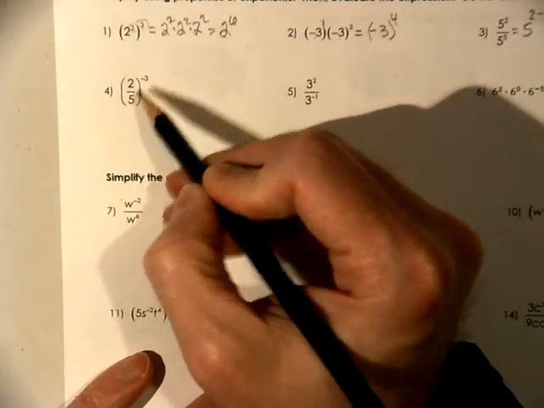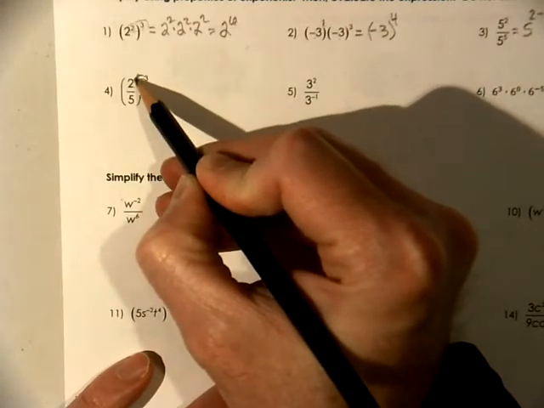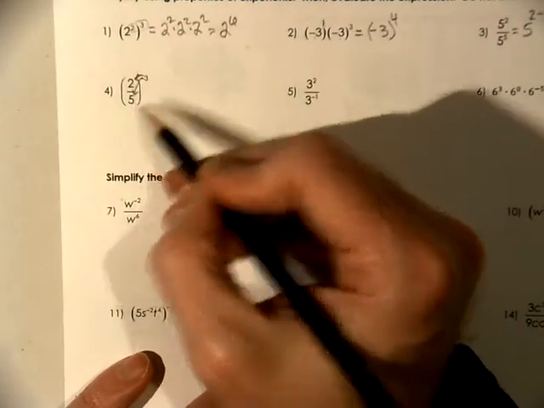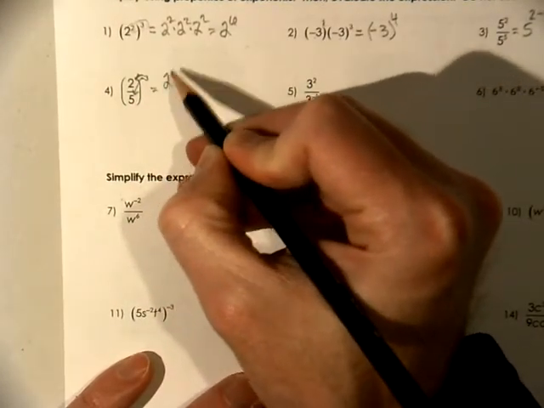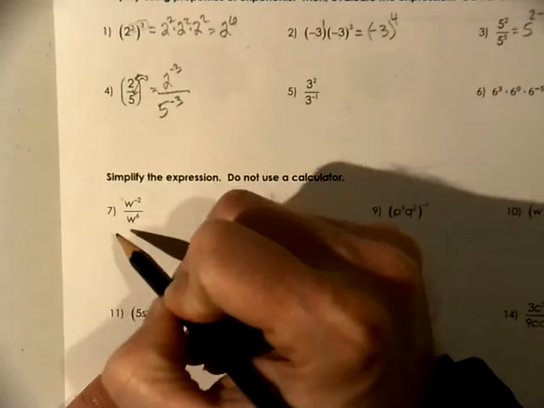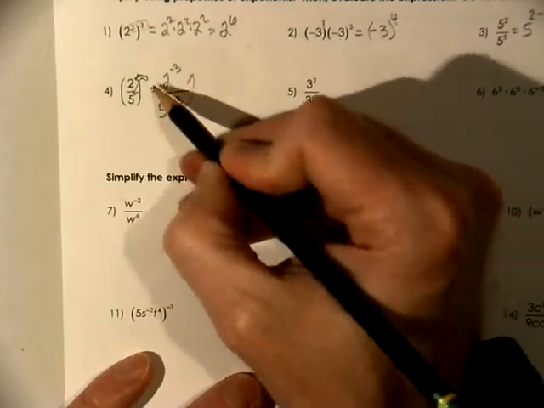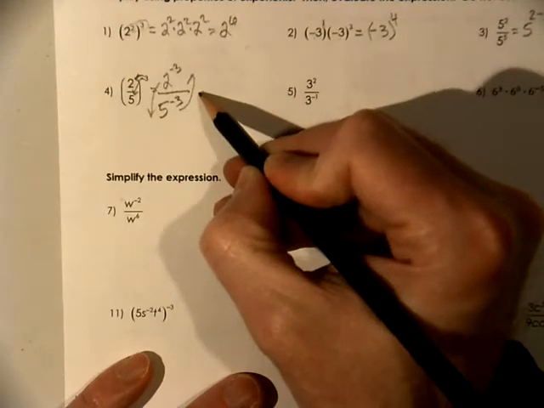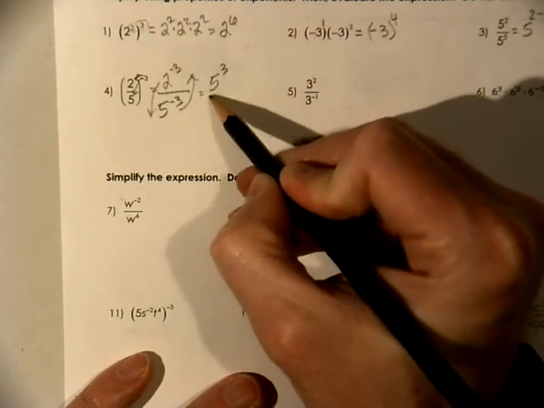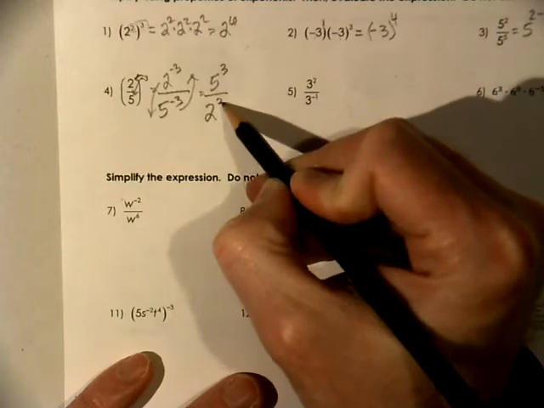Here, we would typically distribute the negative, or let's say the whole exponent, to both of these. So we get 2 to the -3, 5 to the -3. The negative exponents change the side of the fraction. So this becomes 5 to the 3rd power and 2 to the 3rd power.